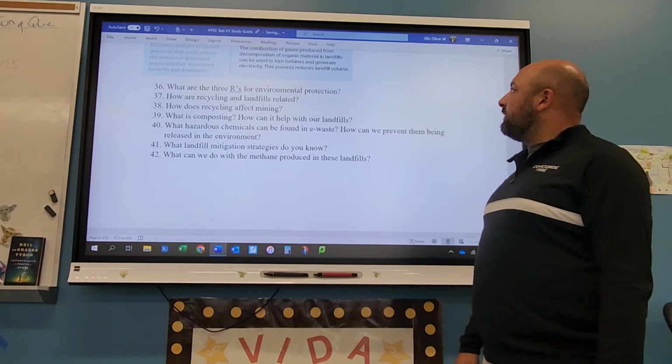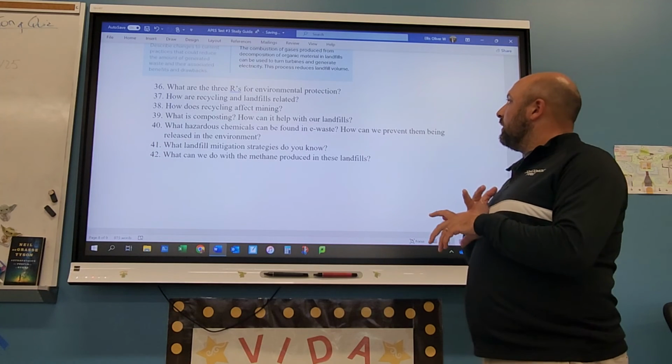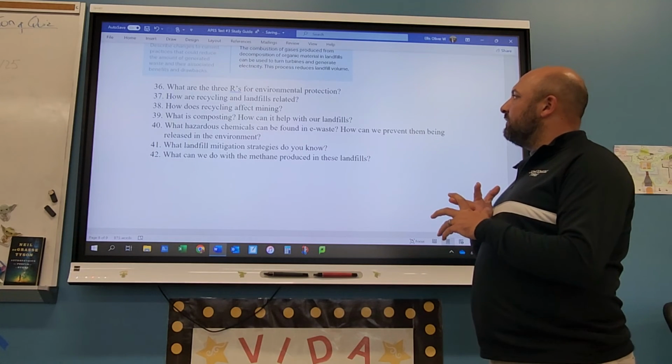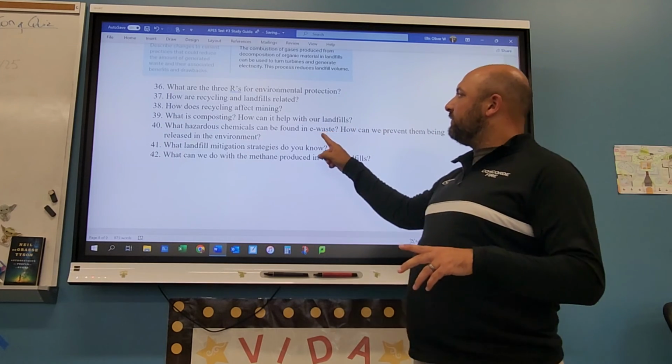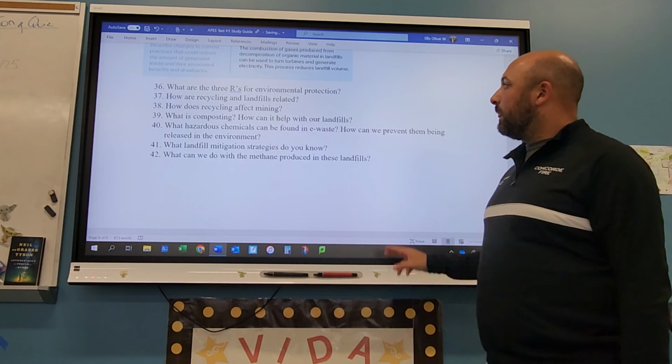What hazardous chemicals can be found in e-waste? You have all these what we call toxic metals, heavy metals, okay? How can we prevent them from being released into the environment? Well, if we recycle our e-waste, we don't have to send it to these poor countries where they have to burn it, and that's the main problem.